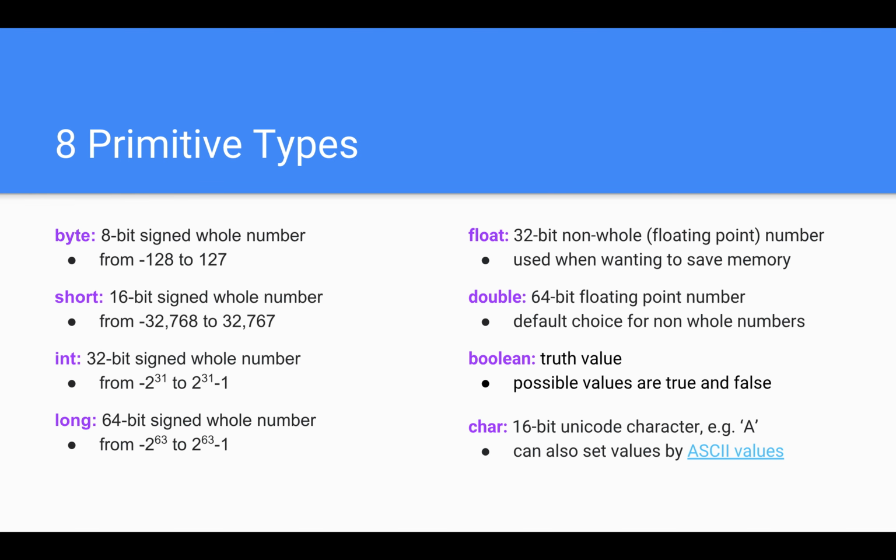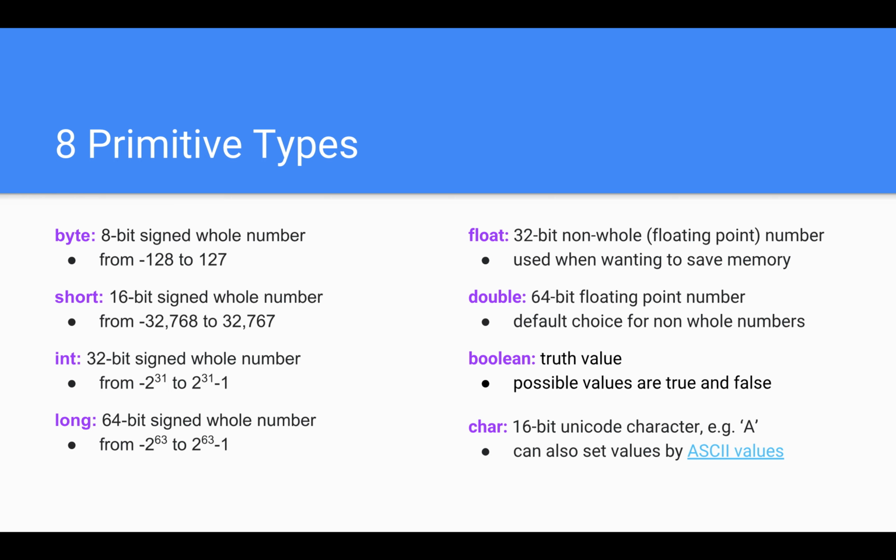So here's a simple chart of the 8 primitive types in Java. You have a byte, which is an 8-bit signed whole number, a short, which is a 16-bit signed whole number, an integer, which is a 32-bit signed whole number, and finally a long, which is a 64-bit signed whole number.